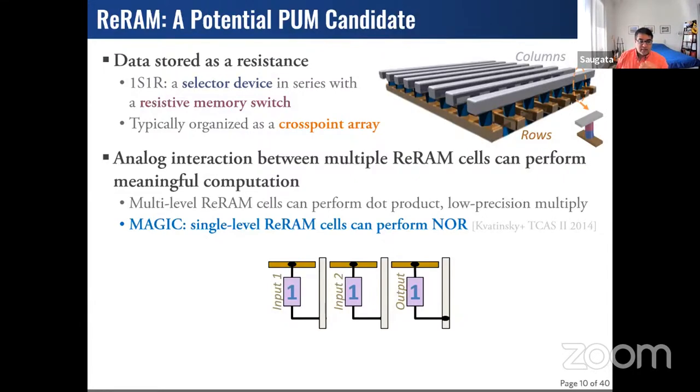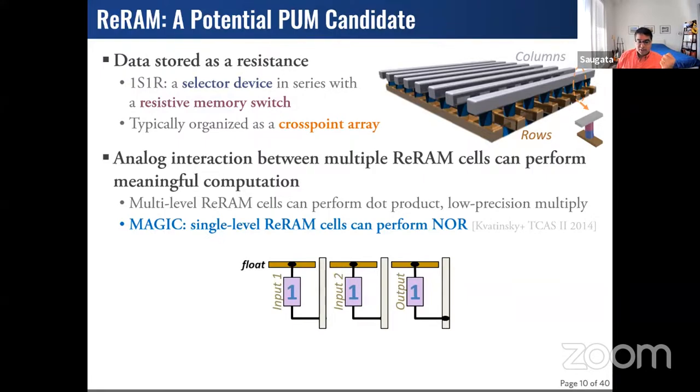Resistive RAM is typically doing things in the current domain. So what will happen here is that you're going to have some analog interaction between multiple ReRAM cells. You can use this for dot products and low precision multiplies with multi-level cells, which means multiple bits in a single cell. But we're going to take a look at something that was proposed by Shahar Kvatinsky's group from Technion back in 2014. It's this idea of being able to do NOR operations inside single level ReRAM cells. So each cell has one bit.